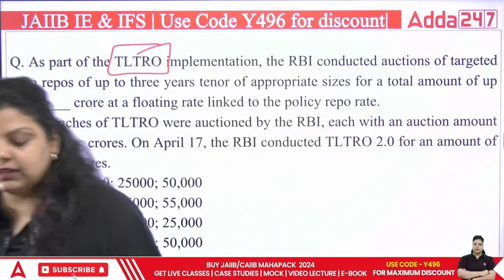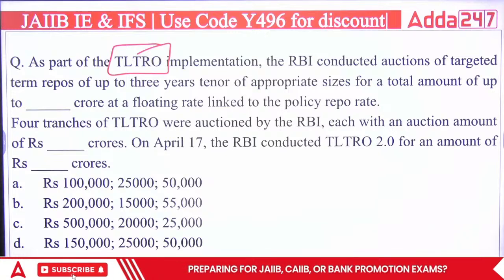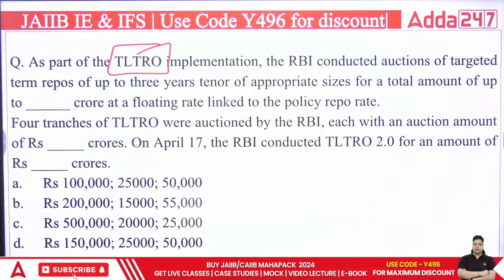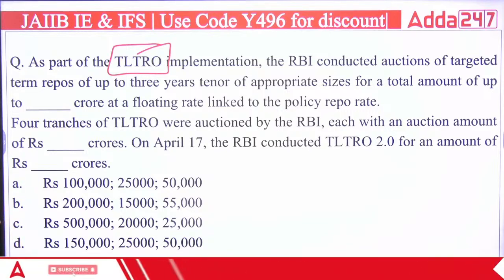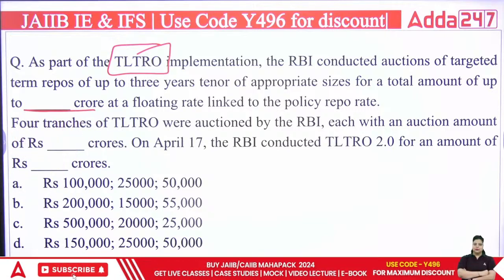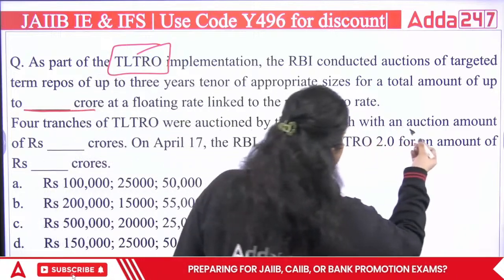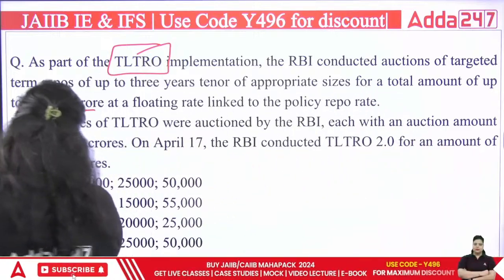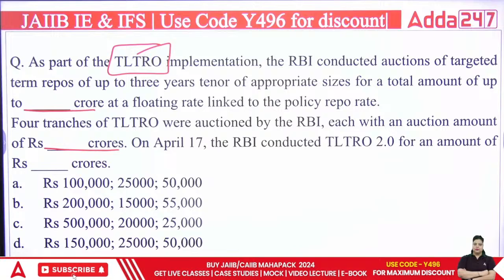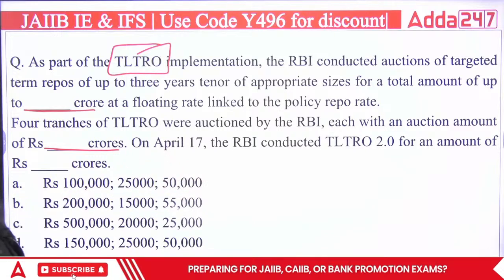So first is saying, as part of TLTRO implementation, the RBI conducted auction of targeted term repo of up to 3 years tenure of appropriate size for a total amount of up to dash crores at a floating rate. It is linked to what? It is linked to the policy repo rate. Next is talking about 4 tranches of TLTRO auctioned by RBI, each with an auction amount of dash crores. And the next is saying on April 17th, RBI conducted its second phase for an amount of dash crores.